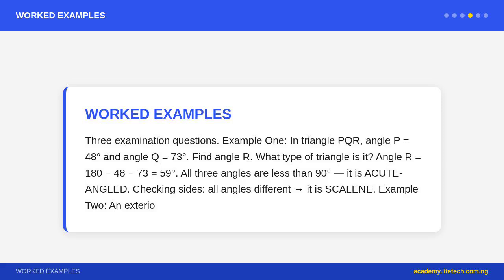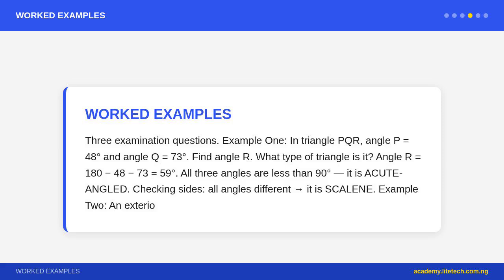Three examination questions. Example 1: in triangle PQR, angle P equals 48 degrees and angle Q equals 73 degrees. Find angle R. What type of triangle is it? Angle R equals 180 minus 48 minus 73, which equals 59 degrees. All three angles are less than 90 degrees, so it is acute angled. Checking sides, all angles are different, so it is scalene.